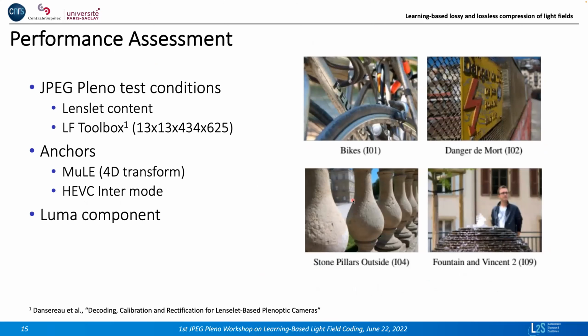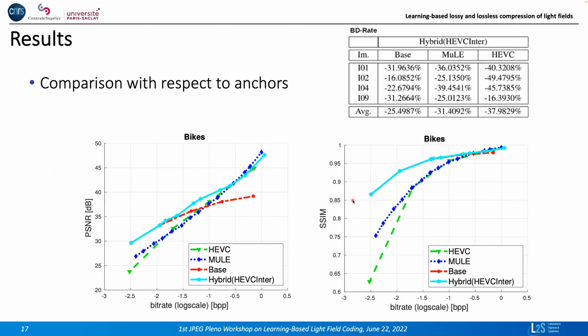And so we tried how this works using the JPEG Pleno test conditions. Our work focused on lenslet content, so everything I'm presenting now is about lenslets. And these are the results. Here you see the green and the blue lines are HEVC and one of the profiles of JPEG Pleno, the MuLE, which is the one based on 4D transform that is more effective for lenslet data. And the red curve is our baseline.